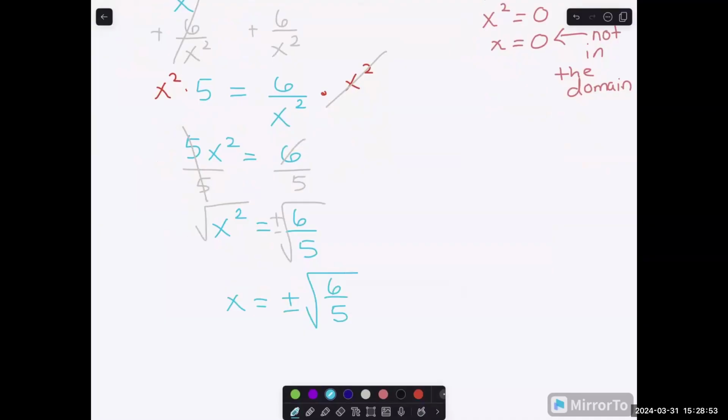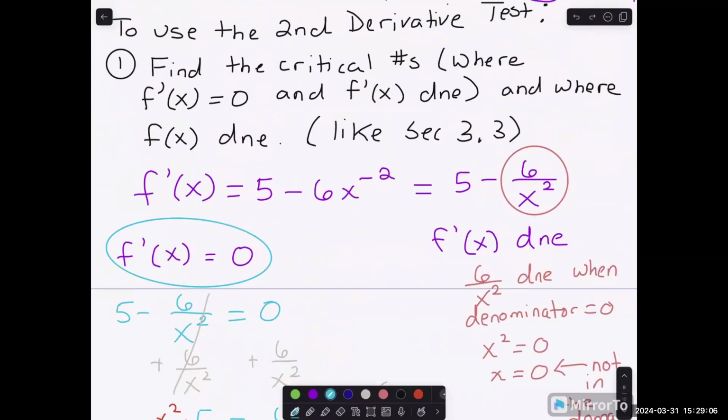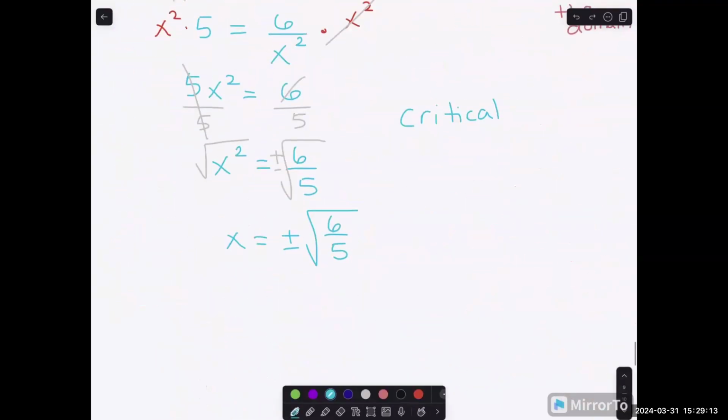And I end up with x equals the square root of plus or minus 6 over 5. So my critical numbers, notice the first step was to find the critical numbers. So I just found them. My critical numbers were positive root 6 over 5, negative root 6 over 5.